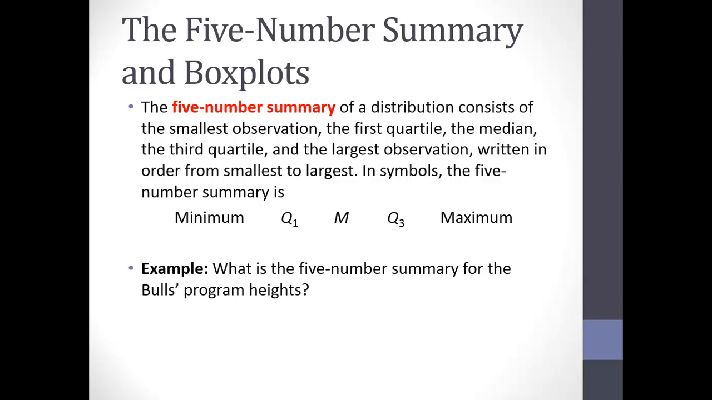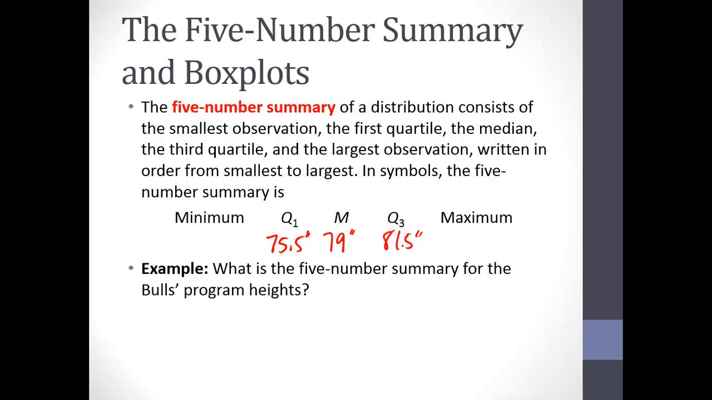And so in symbols, looking at it as we've done before, that's how we'll denote each one of those things. So what is the five-number summary for the Bulls program heights? Well, we already know the first quartile was 75.5. The median, remember, we found was 79. These are all inches. The third quartile was 81.5 inches.